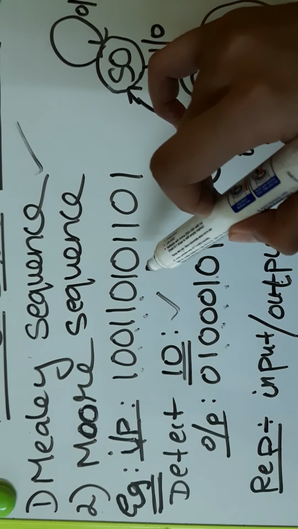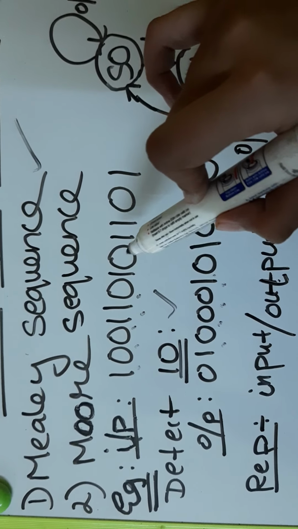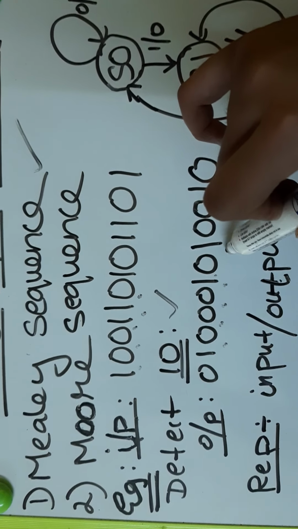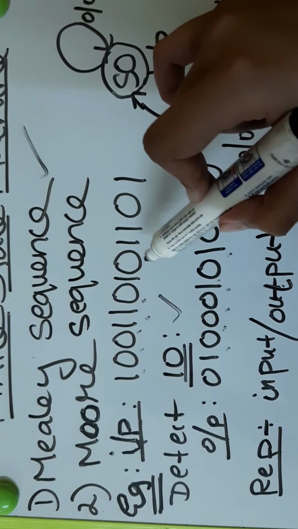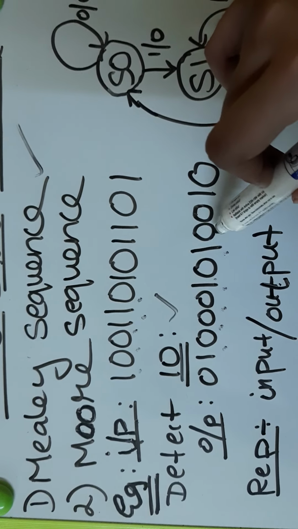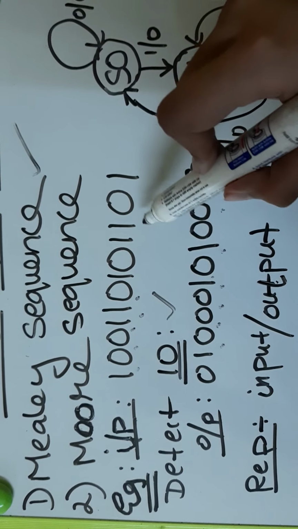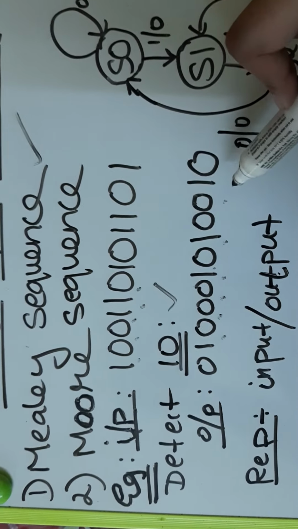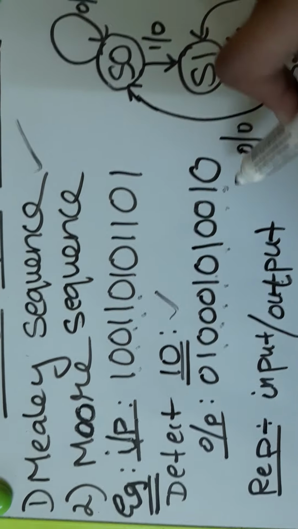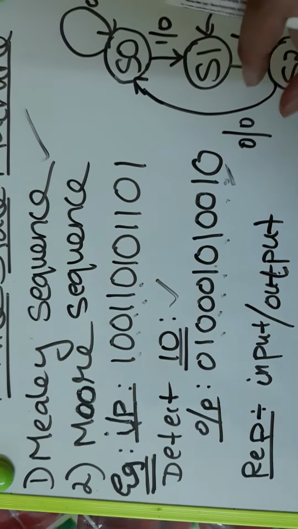Same way, next is 1. 0, 1 doesn't match, so 0. Next is 0. 1, 0 matches, so it becomes 1. Same way, 0, 1 doesn't match, 0. 1, 1 doesn't match, 0 again. 1, 0 matches, my output is 1. 0, 1 doesn't match, my final output is 0. So first you write like this.